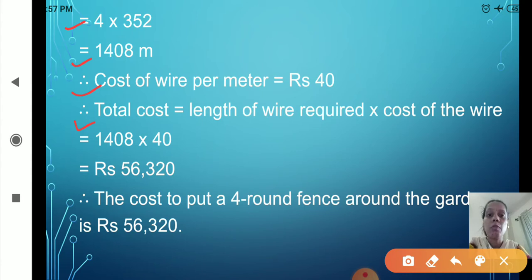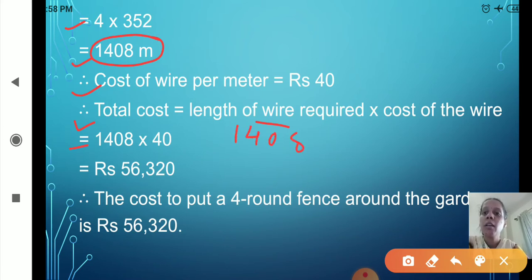Length of the wire required multiplied by cost of the wire. So the length of the wire required is equal to, what is the total length of the wire? 1408 meter. Multiply by cost of the wire. What is the cost? Rupees 40. So 1408 multiplied by 40. You will do this multiplication. Now I am doing it here.